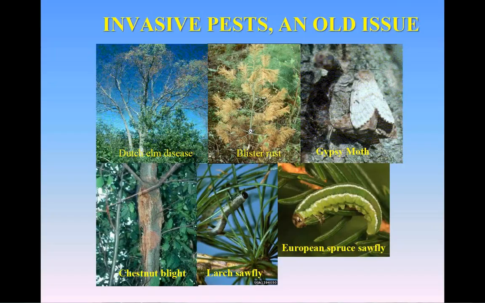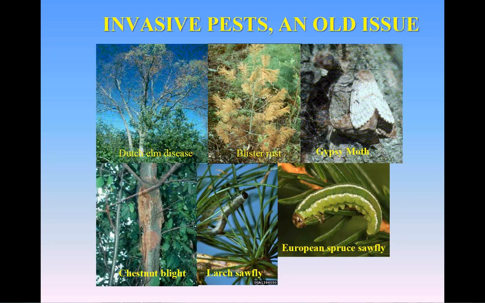But this is an old issue. It's been around a long time. We have species like Dutch elm disease, blister rust, gypsy moth, chestnut blight, larch sawfly. Larch sawfly is an interesting one where there are indications that tamarack used to be very numerous on the landscape, but is no longer numerous because larch sawfly was introduced from Europe, and it pupates in the soil. Where it pupates in soil that's wet, it drowns, and on dry land it lives. So it seems to have eliminated tamarack from the dry sites and it only grows on wet sites. At least that's the theory, although there weren't enough people paying attention in the 1800s to actually document that.